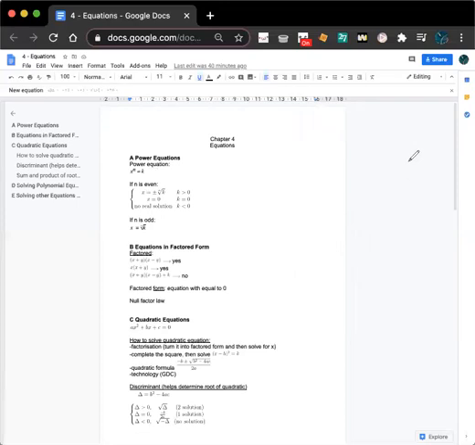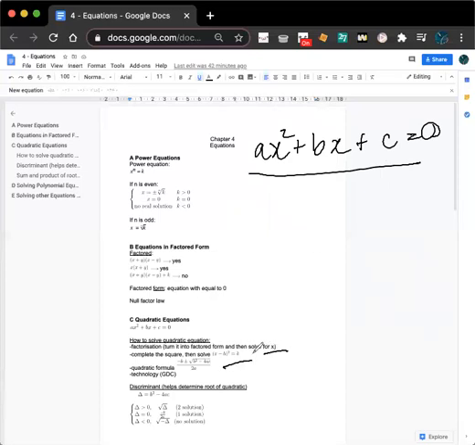So oftentimes in exams, they're going to ask you to find x, to solve for x in this equation. And there are several ways to do it. You can do the factorization, you can complete the square, or you can use the quadratic formula.